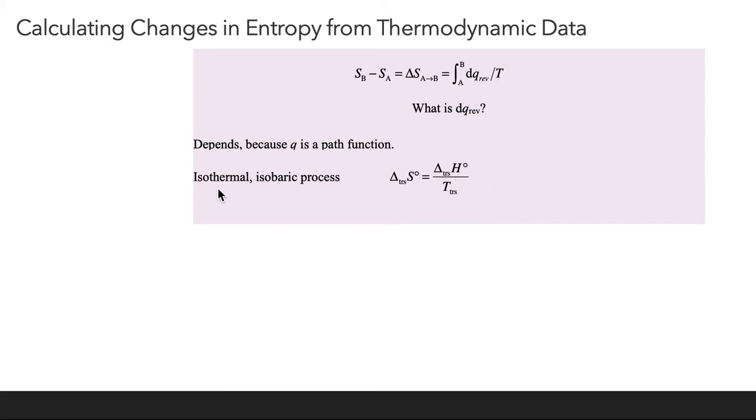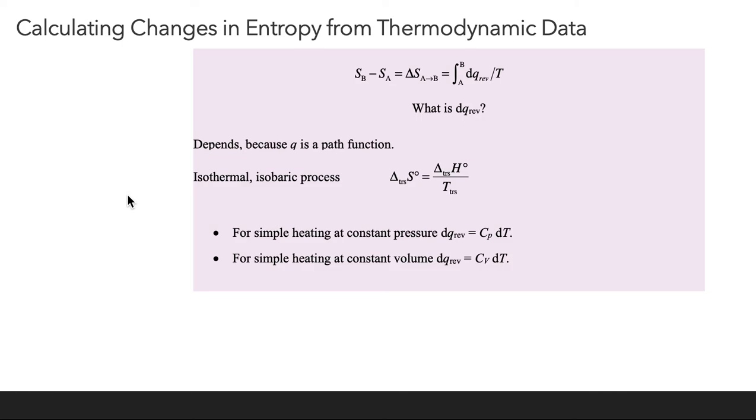Now, the heat evolved at constant pressure, under isobaric conditions, is the enthalpy change. So if we have something like a phase change that happens at constant temperature, an isothermal isobaric process, that is a constant temperature, constant pressure process, then the entropy change is simply delta H divided by the temperature at which that phase transition occurs.